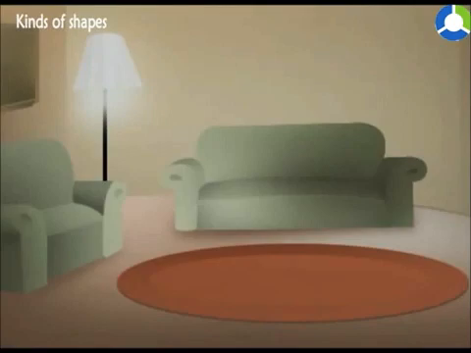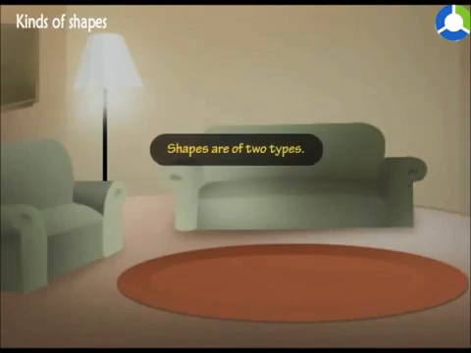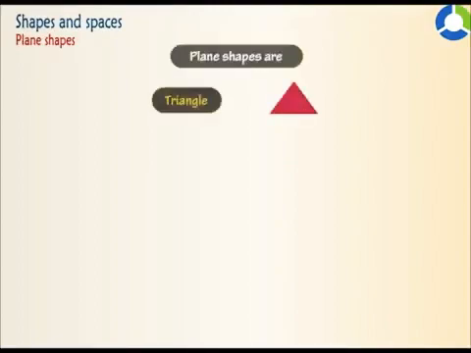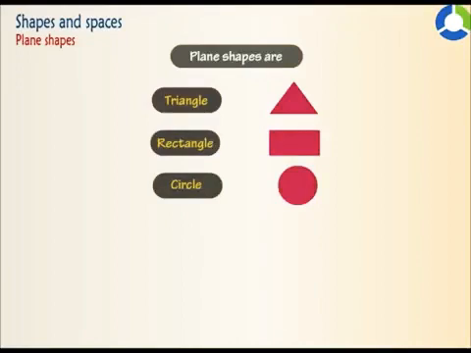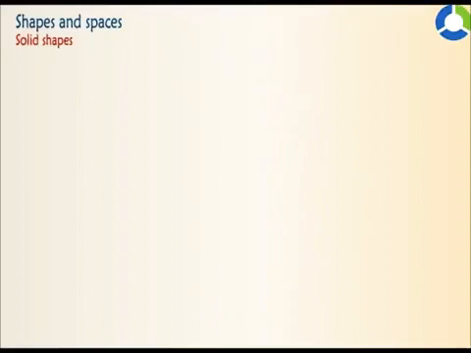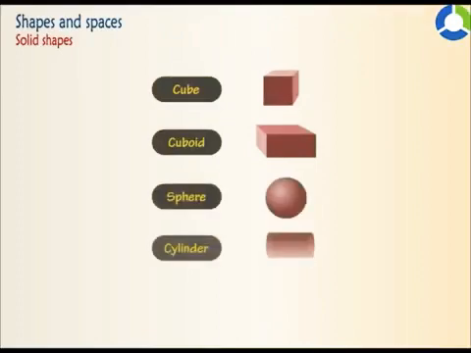Kinds of shapes. Let us study and understand the shapes of different things. Shapes are of two types: plane shapes and solid shapes. Plane shapes are triangle, rectangle, circle, oval and square. Solid shapes are cube, cuboid, sphere, cylinder and cone.